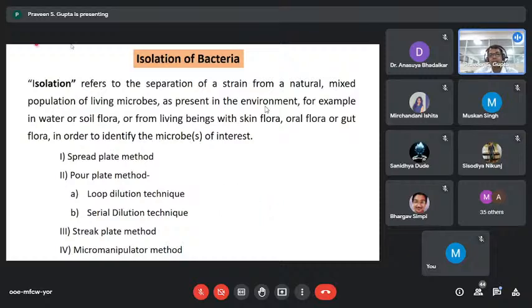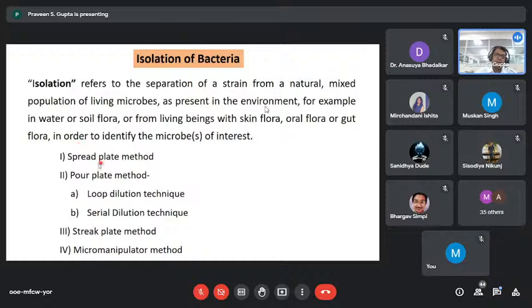So coming to the isolation of bacteria, the next part. Isolation mainly refers to the separation of a strain from natural or mixed populations, from the environment. You can isolate from any environmental sample like soil or water. You can isolate from skin flora, oral flora, or an infected area. Anywhere it is present, you can isolate.